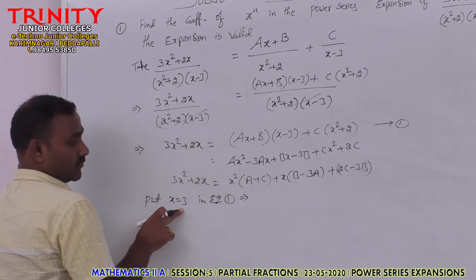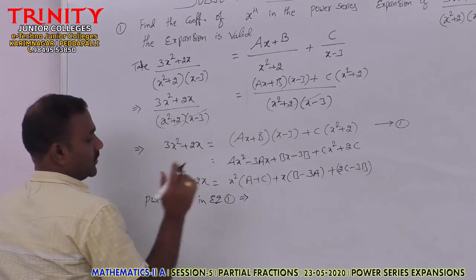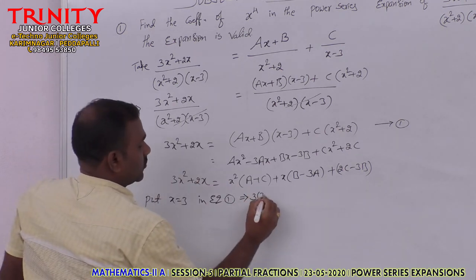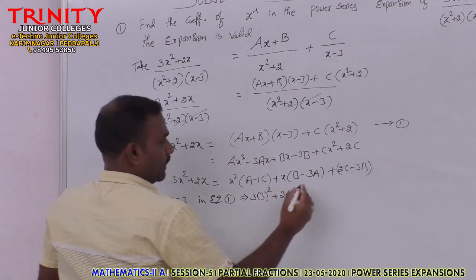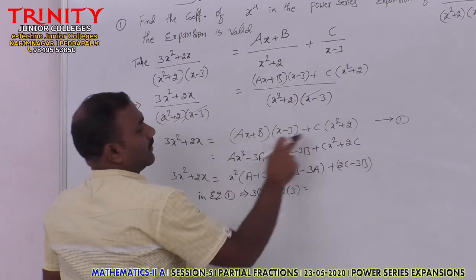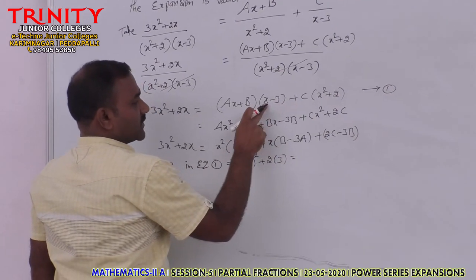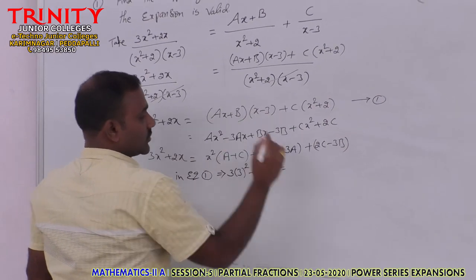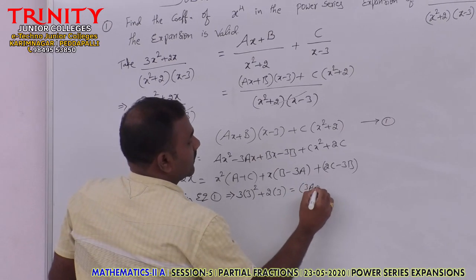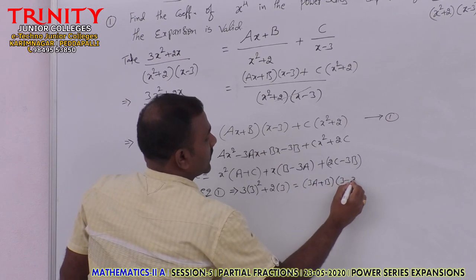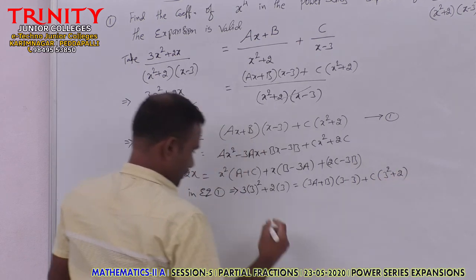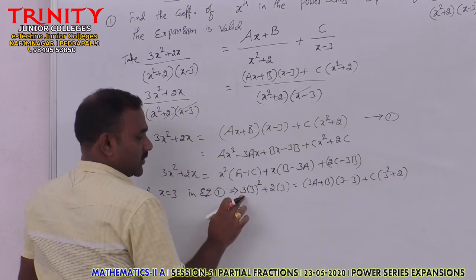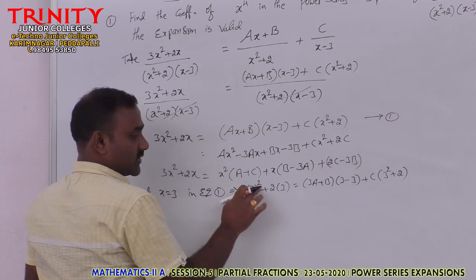X is equal to 3. Then substitute 3 on the left side: 3 into 3 square plus 2 into 3 is equal to, on the right side we have to replace, this is 3 minus 3, that is nothing but 0. 3a plus b into 3 minus 3 plus c of 3 square plus 2. Left side 3 into 3 square. 3 square is nothing but 9.